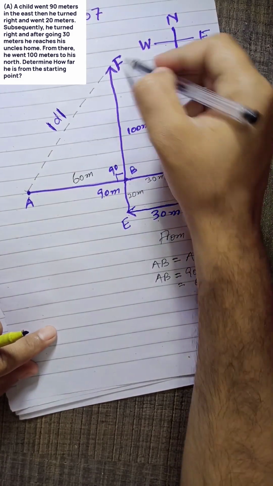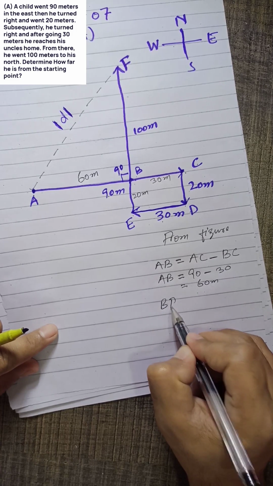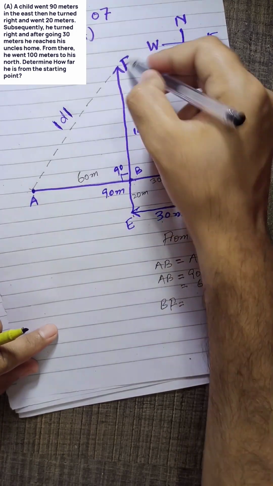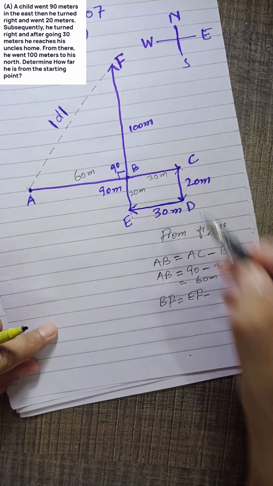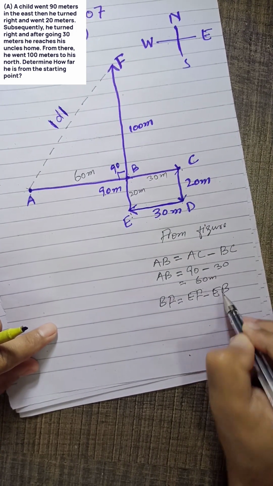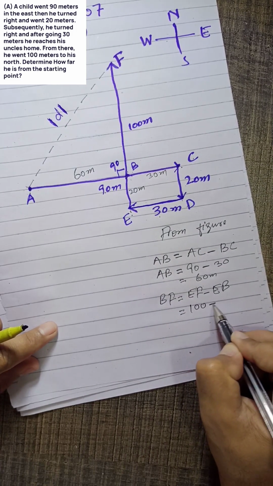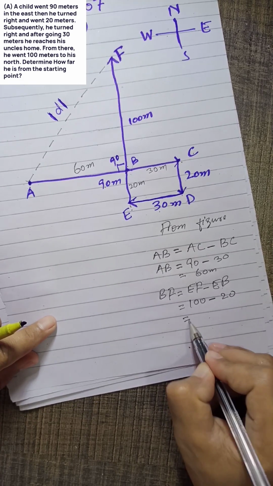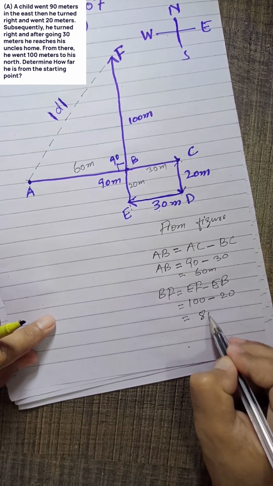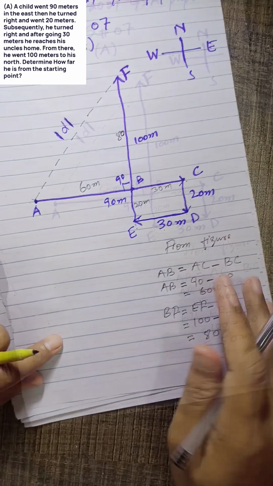Now we have to find B to F. Similarly from the figure, B to F is equal to E to F, this total distance, minus E to B. E to F is 100 meter, subtraction E to B is 20 meter. Now the remaining distance would be 80 meter distance. This is 80 meter distance.